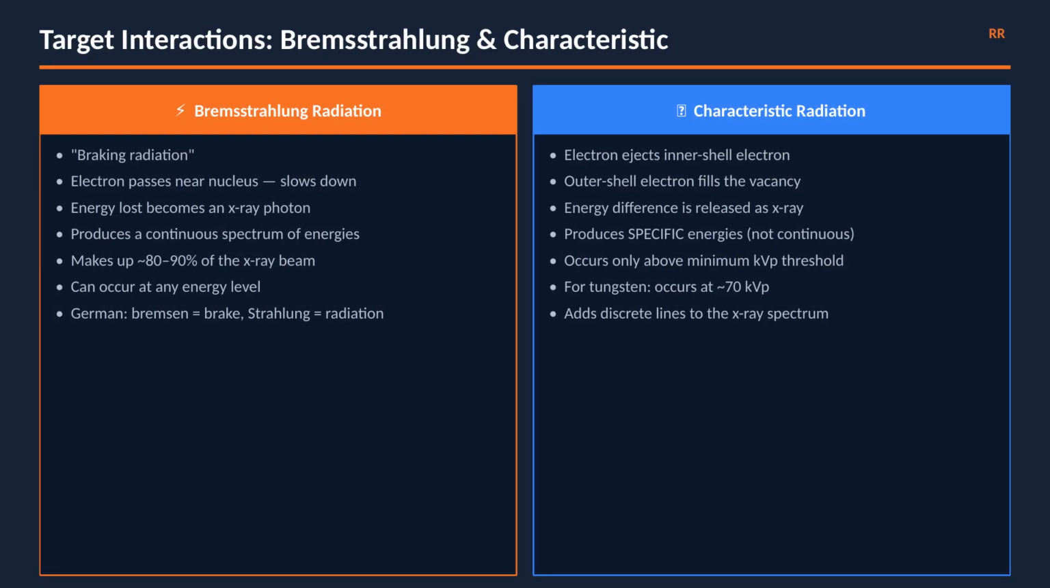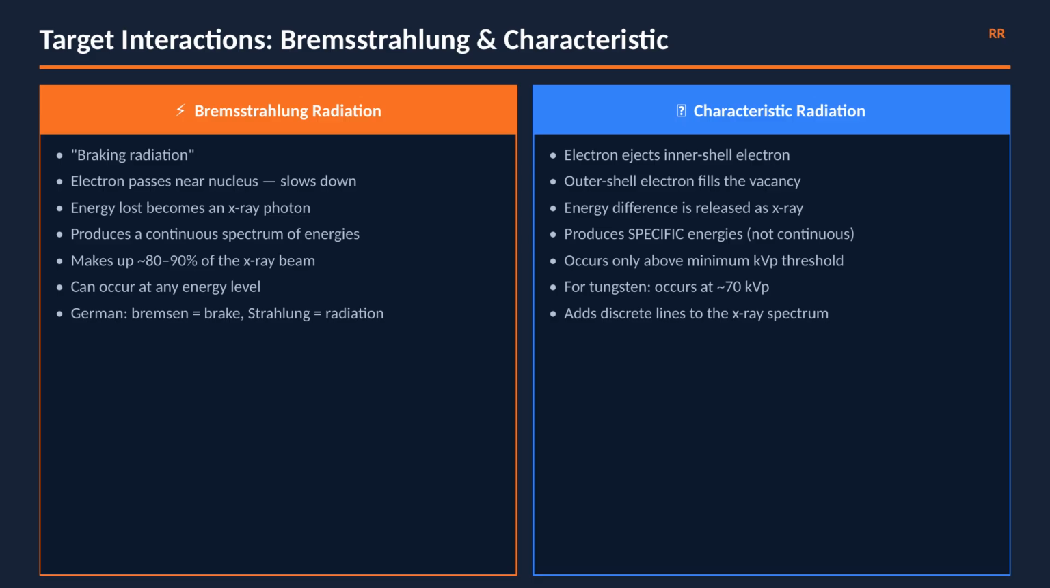Bremsstrahlung radiation, which means breaking radiation in German. An incoming electron passes near a tungsten nucleus, slows down, and loses energy. That energy is released as an X-ray photon. The photon's energy depends on how close the electron passes. This produces a continuous, broad spectrum of energies. Bremsstrahlung makes up approximately 80 to 90% of the diagnostic X-ray beam.